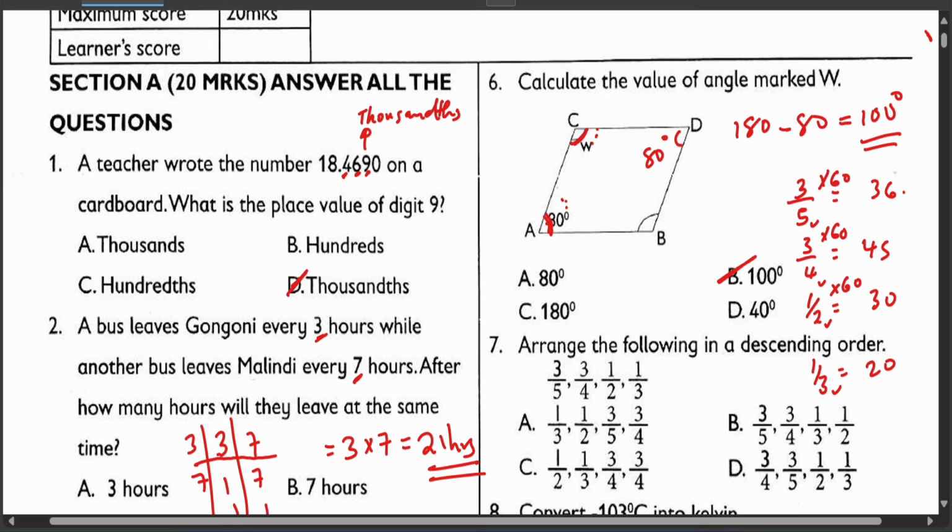So in descending order, from the largest to the smallest, the largest being 45, which is 3/4. So this is the largest, followed by 3/5, followed by a half, then followed by a third. So 3/4, then 3/5, a half, and a third, which is your answer. The answer is D.